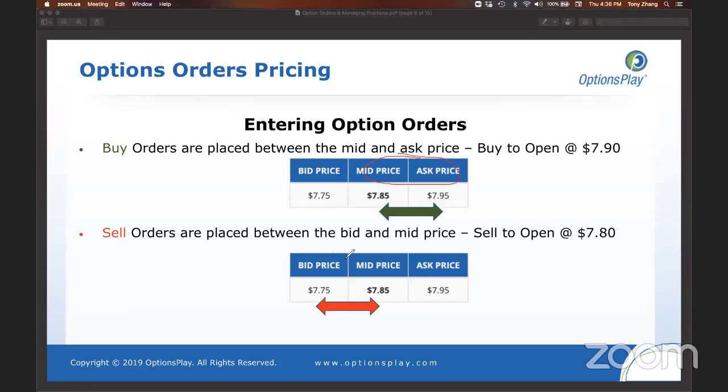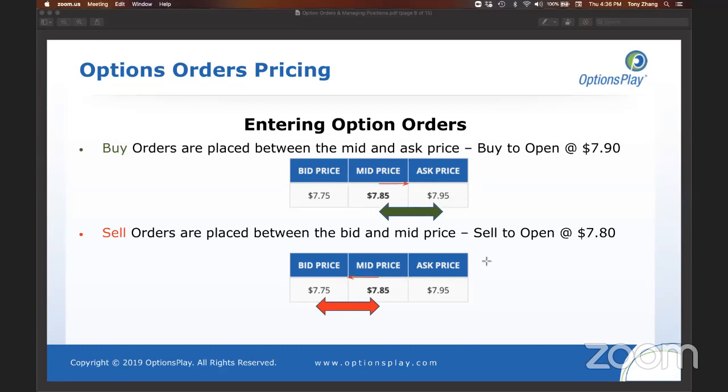If you're selling, you want to be in between these two prices. And you always want to work off of that midpoint. So if you're thinking about buying that option, you want to go about 5 to 10 cents above this mid price. If you're selling, you want to go 5 to 10 cents below that mid price.